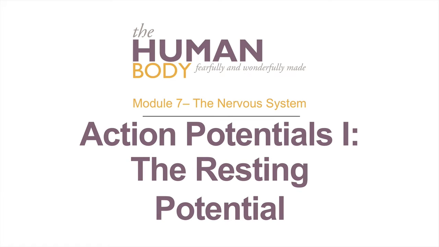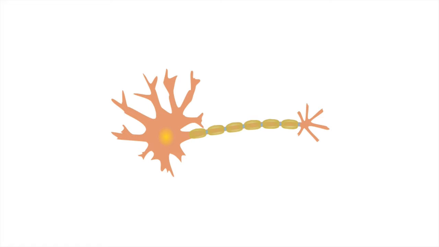Module 7, the nervous system. Action potentials 1, the resting potential. I've gone over neuron and nerve structures. Now it's time to talk about how neurons actually send their signals. I already mentioned that the electrical signal that travels down the axon is called an action potential.